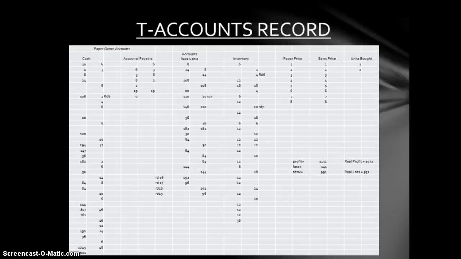Next up, we got a picture of our T accounts, and as you can see over here, we had the cash on the left, and then the accounts payable, accounts receivable, and inventory. We attempted to make it so we could multiply by the paper price and the sales price and how much we bought, but we were unable to do that. It was pretty confusing, so we figured it out, though.